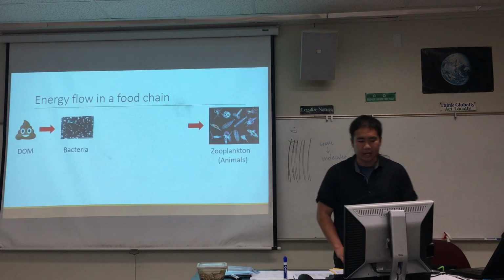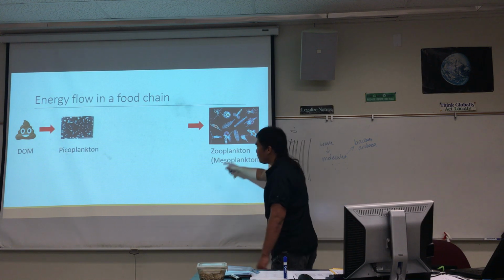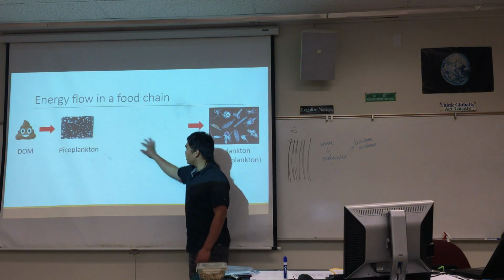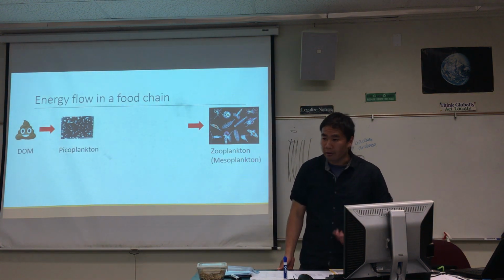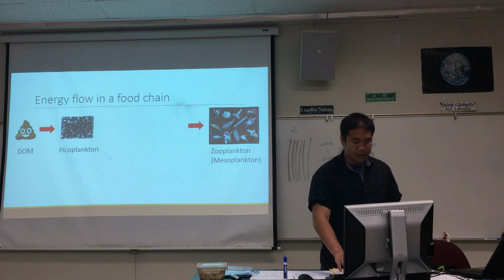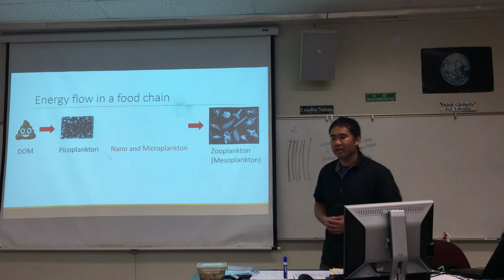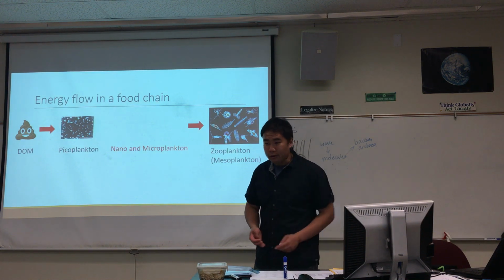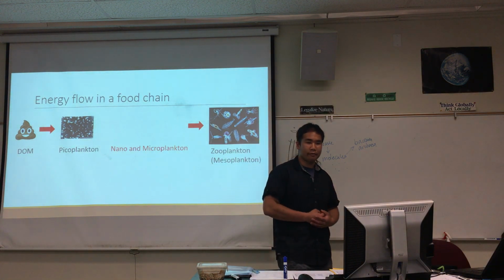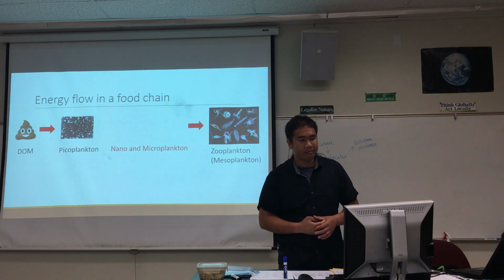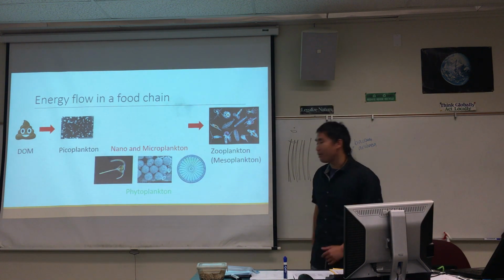Let's figure out who's of intermediate size. Bacteria to zooplankton. Bacteria are picoplankton, zooplankton are mesoplankton. What are intermediate sized plankton that can fit in there? Nanoplankton, microplankton, right? Nano and microplanktons could go there. Good. So what are examples of nano and microplankton that we learned yesterday? Coccolithophores, right? What else? Do we have any other examples that we may have written down? Diatoms, right? Coccolithophores, diatoms, dinoflagellates, exactly, the ones I put right here.